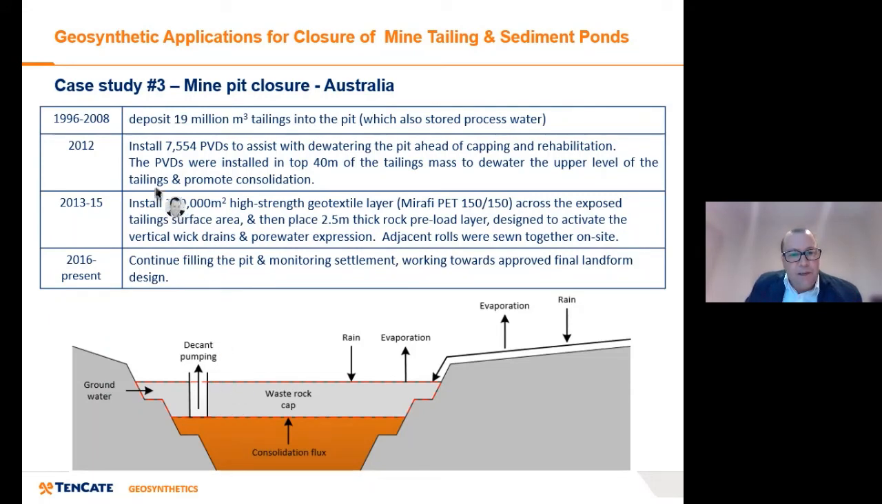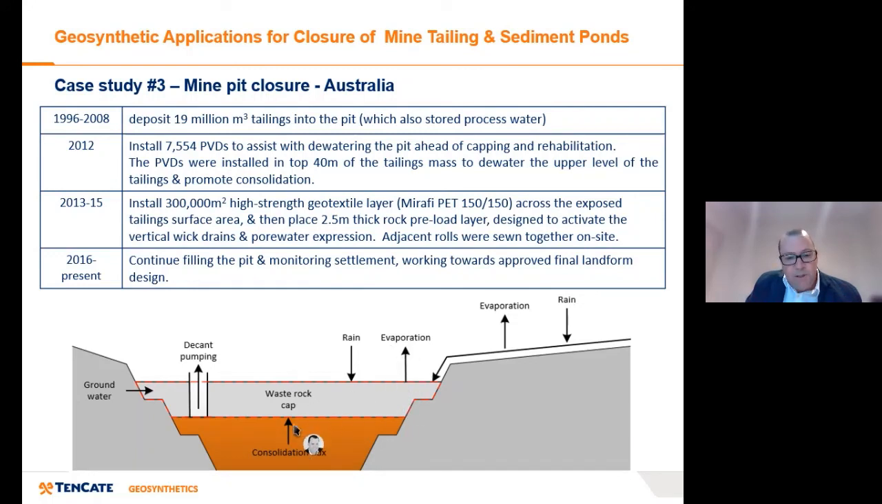They came back in 2012, put some PVDs in, came back a few years later and then put in the high strength geotextile layer. So in this case it was a biaxial 150 kilonewton Marafi PT, or polyester woven, again a reasonably big area. So the cross section, there's the tailings, there's the reinforcement layer, and the PVDs were coming 40 metres down. The reinforcement layer was placed in a 2.5 metre rock cap, and that took care of all the rain that would come in, get stored and then evaporate.